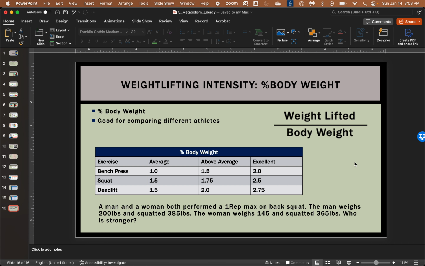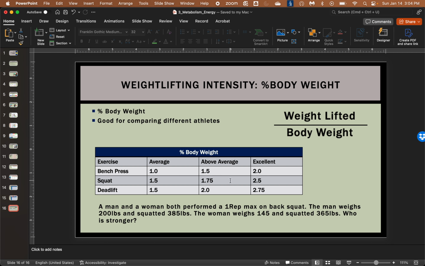And I should say compared to their own body weight, right? So you take the weight they're lifting and divide it by their body weight, okay? And what that amounts to is their percentage body weight. So if somebody weighs 200 pounds and they lift 200 pounds, that's going to equal 1.0, which is 100% of their body weight. So this chart here gives you an idea for those traditional lifts, bench press, the squat, the deadlift, where average performances are above average and excellent.